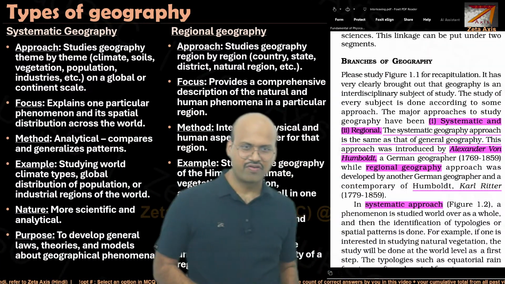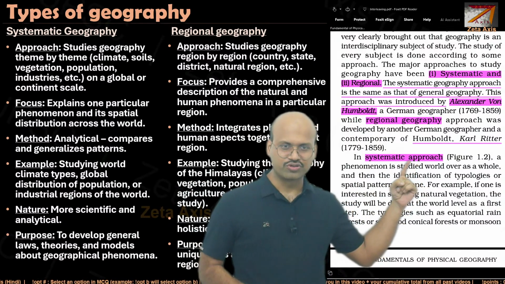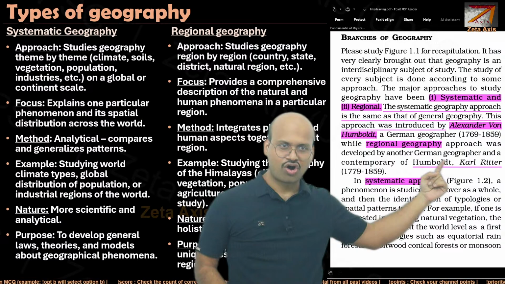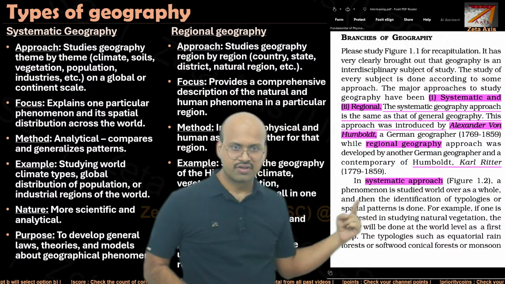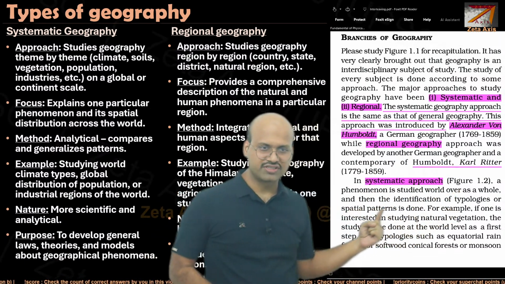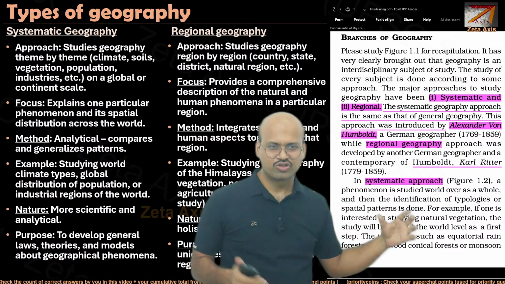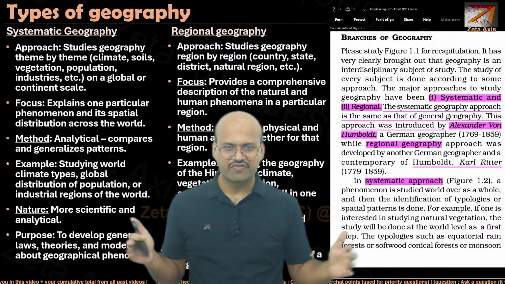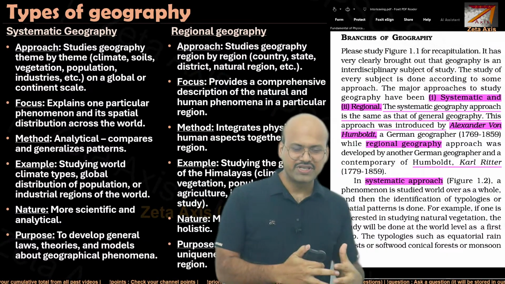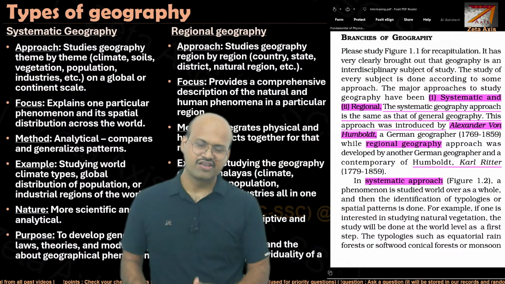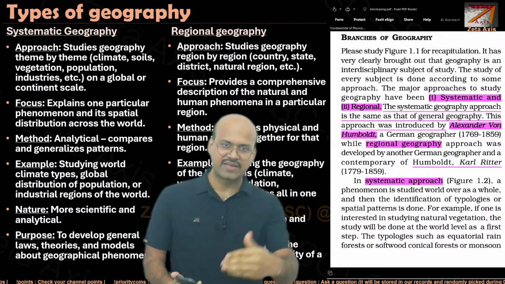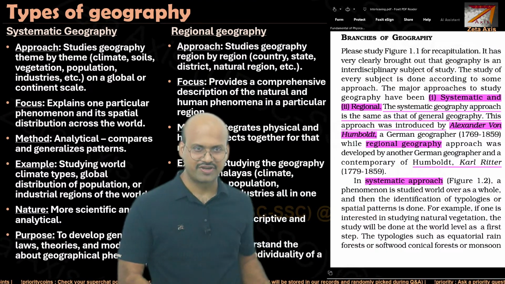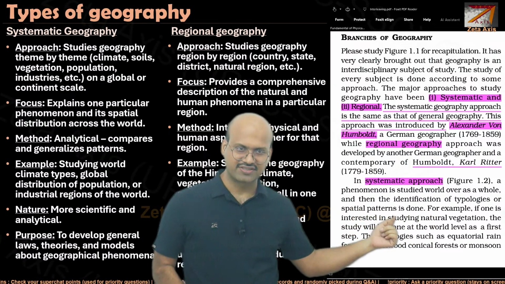Now coming back to our PDF, the systematic approach: a phenomenon is studied world over as a whole, which we have seen, it is studied all across the globe. And the identification of typologies or spatial patterns is done. So basically you study the region as a whole and then you come up with typologies, meaning different types of that feature, like this type of soil is over here, this type of soil is over there. Similarly, if you are studying climate, different types of climate. So these typologies or spatial patterns are done in the systematics.